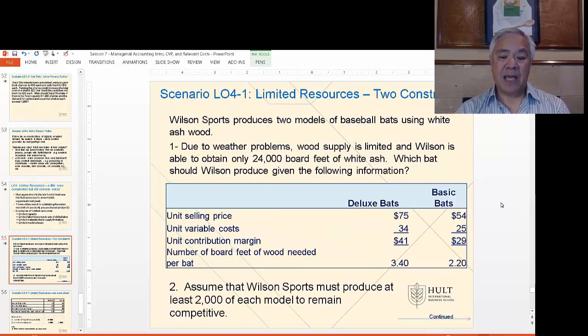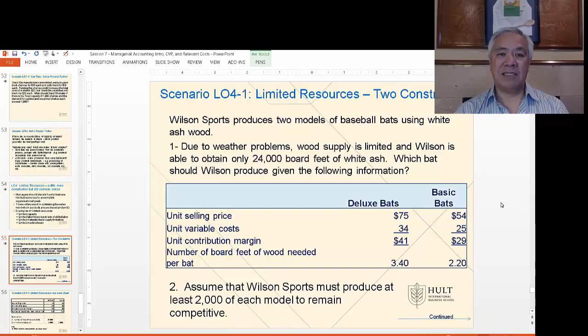Let's do an example. Here we have Wilson Sports, and they make baseball bats, and they use a specific type of wood called white ash. Due to weather problems, the wood supply this year is constrained. They can only get 24,000 board feet of white ash. And so the question is, what should they do with the wood? Which bat should they make? They have 2 models, a deluxe and a basic. The information is provided here.